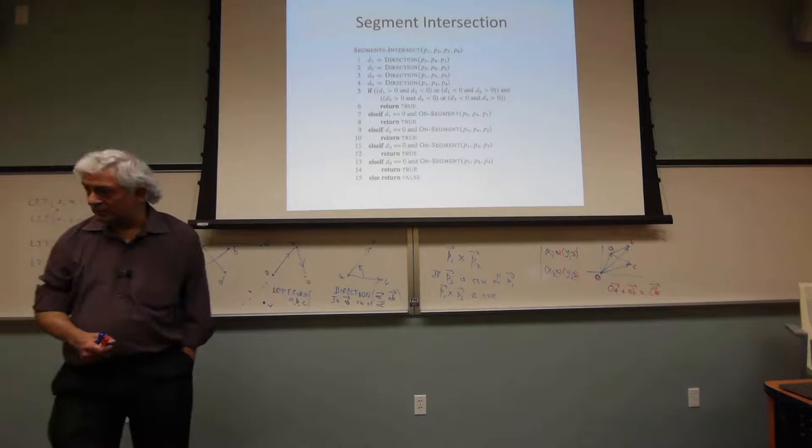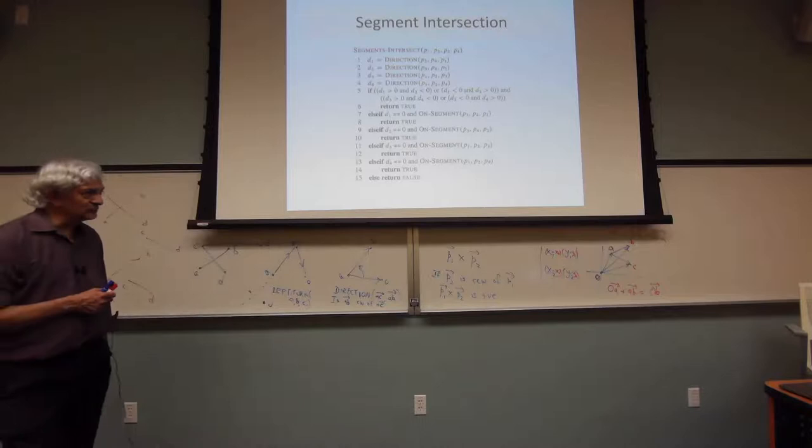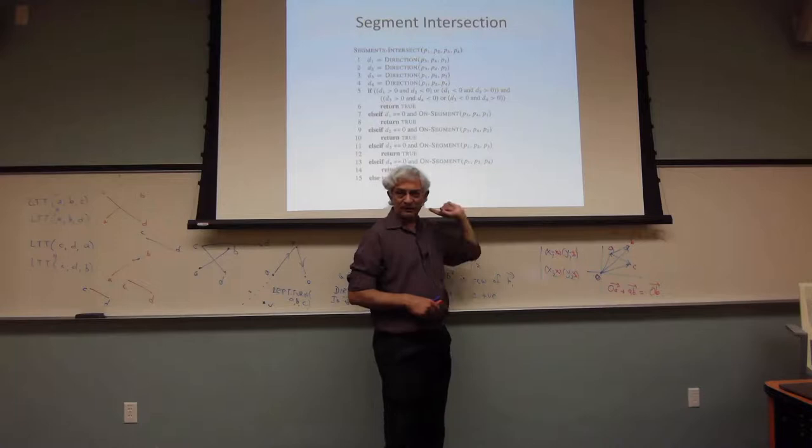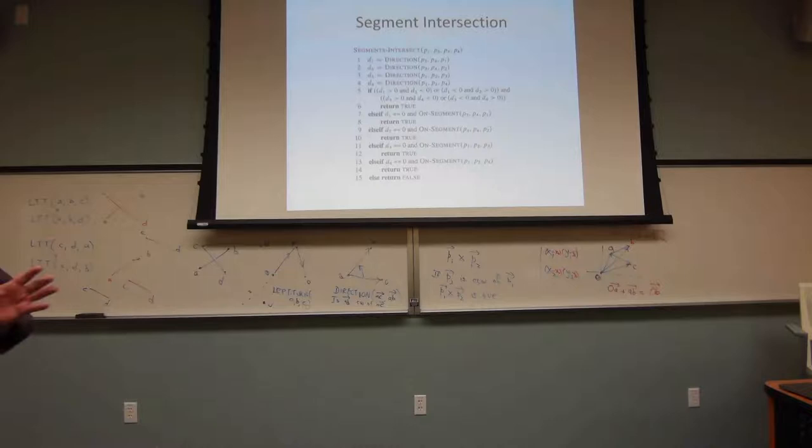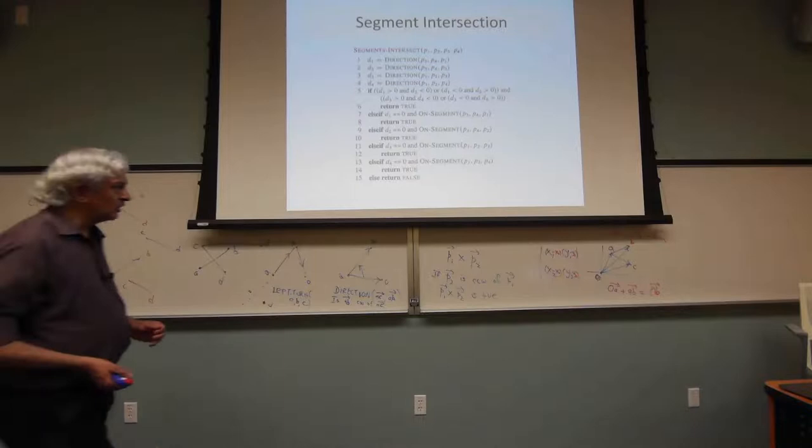Is on segment just testing the 180 degree? So let's talk about on segment. In on segment, we have a segment from P1 to P2, and we're asking if this is on that segment. How do I test this? Give me the most, it's fine if it's lengthy and not so efficient. What's the most reasonable way of doing it? Can you repeat the question? How do I test this on segment?